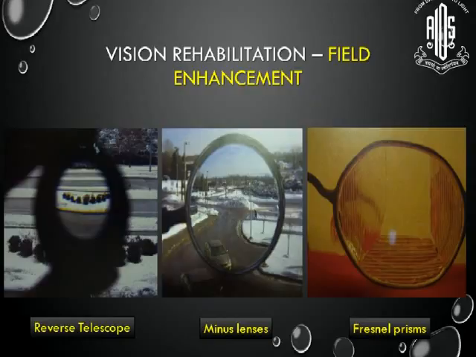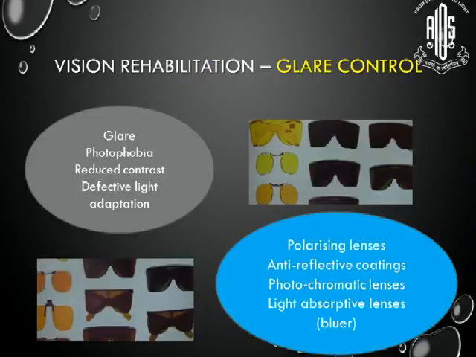And other things: now we can use a reverse telescope on the left-hand side. We can use magnified side vision, which is a little more. You can use more minus lenses. And one of the things is that you can use lots of Fresnel prisms to increase the field of vision. And glare control can be done by polarizing lenses, anti-reflective coating, photochromatic lenses, etc.